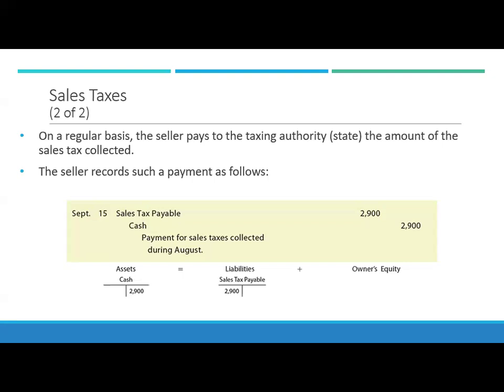Anyways, when they actually make the tax payment, they're going to reduce their liability: debit sales tax payable, credit cash.